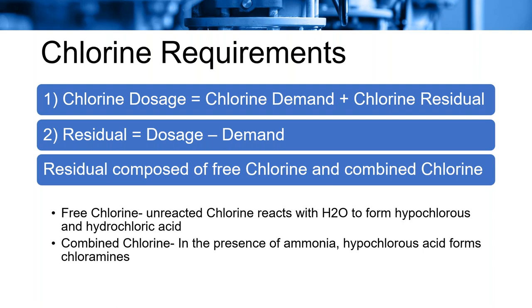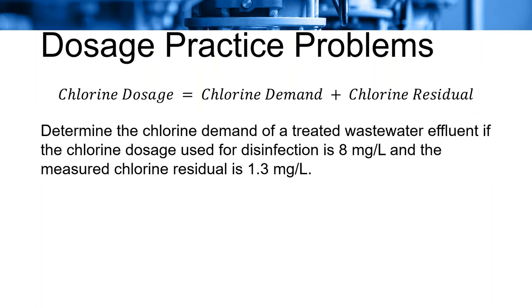So first, we're going to do a dosage practice problem. We're just going to use one of our equations that we used before. We have our chlorine dosage is equal to our chlorine demand plus our chlorine residual. And this will be our first poll question. We're going to determine the chlorine demand of a treated wastewater effluent if the chlorine dosage used for disinfection is 8 milligrams per liter and the chlorine residual is 1.3 milligrams per liter.